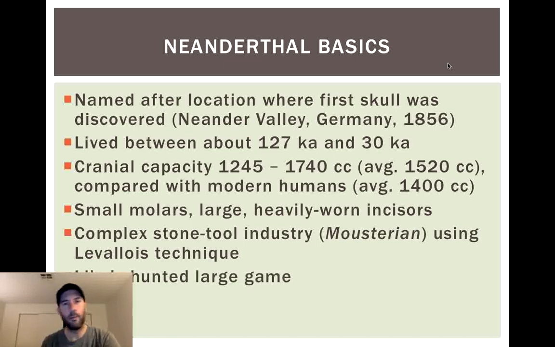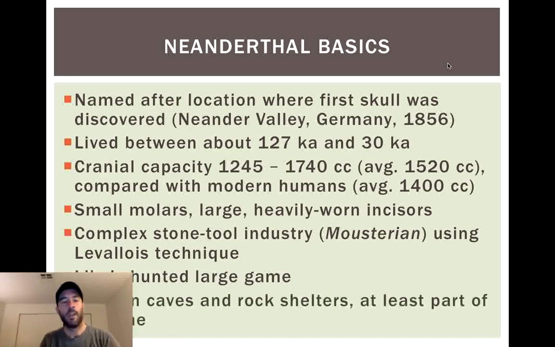From everything we know, they likely did hunt, and the animals that they hunted were quite large mammals, elk and things of that size, or larger, for example. And at least part of the time they lived in caves or rock shelters, because we found a lot of archaeological evidence there. A lot of the Neanderthal fossils were in places like that. But that doesn't mean that they only exclusively lived in caves.